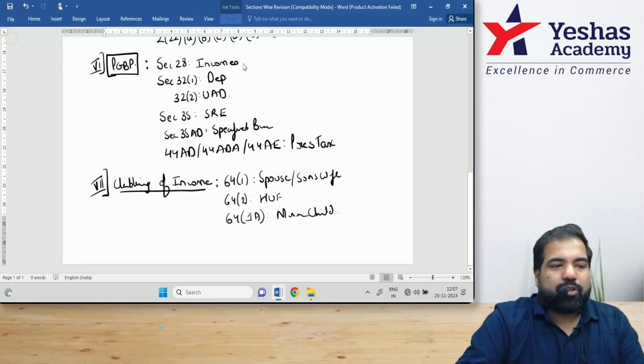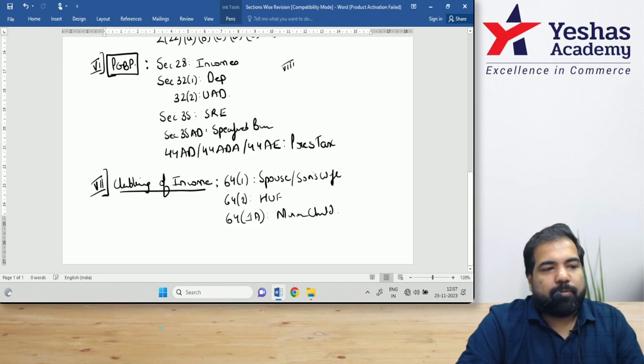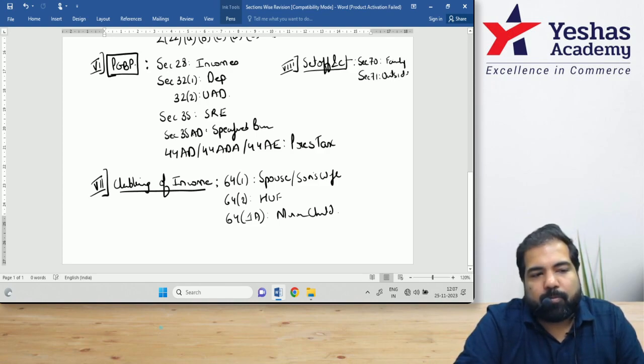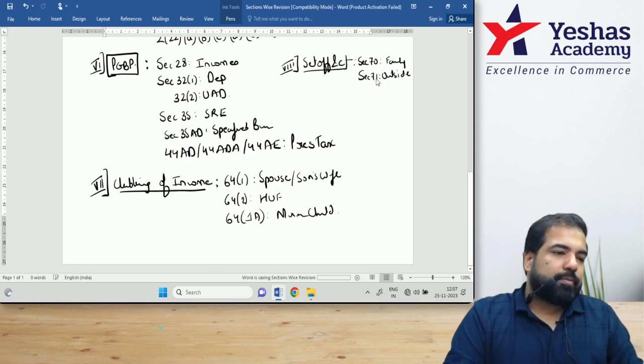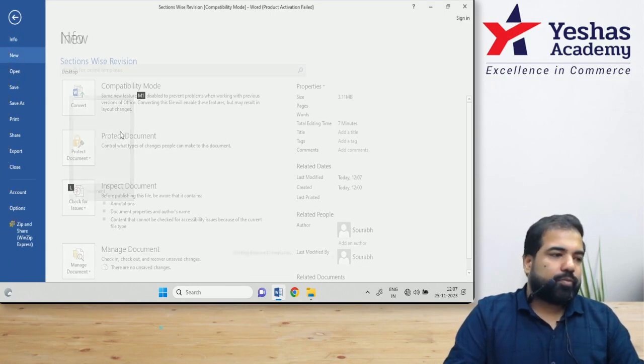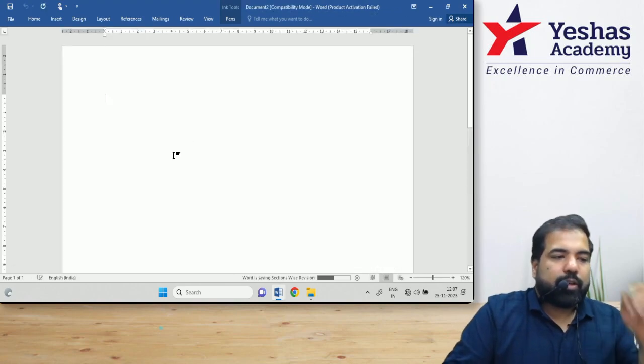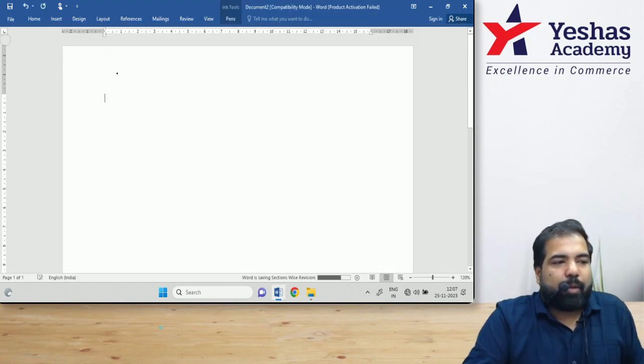We'll add the small sections here only, guys, which is the 8th one, which is the next chapter, set off and carry forward. In set off and carry forward, there's only two sections. Section 70 was family and section 71 was outside. These were only two sections. All right, check, guys, which is the next? Capital gains.